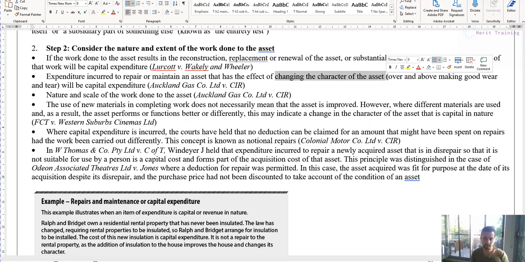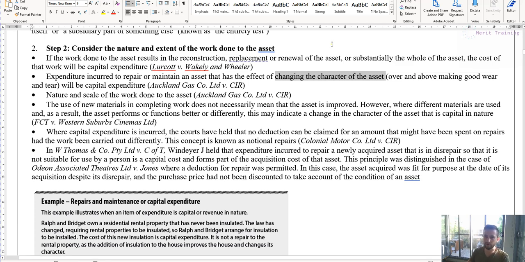But if this new material is this new polymer carbon fiber, which improves cooling costs and saves our electricity and makes the wine taste better, that would be changing the character of it. That would be capital. And then where capital expenditure is incurred, the courts have held no deduction can be claimed for an amount that might have been spent on repairs had the work been carried out differently.